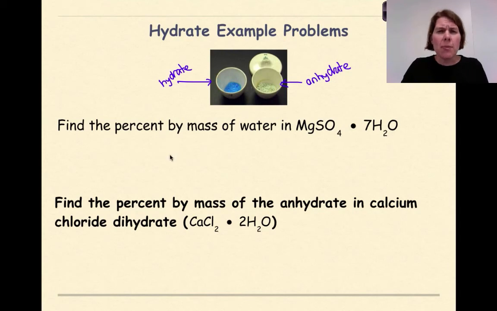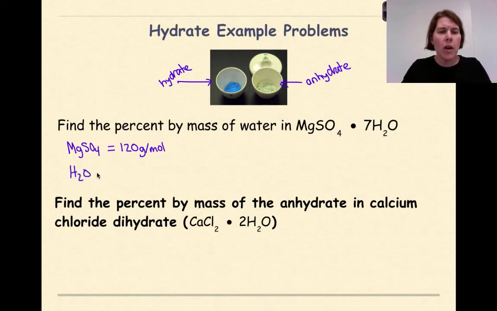Let's look at our first example here. Find the percent by mass of water in magnesium sulfate heptahydrate. So the first thing that I'm going to do is find the gram formula mass of MgSO4, which I did earlier in the video. And if I look up the gram formula mass of MgSO4, it is 120 grams per mole. Then the other thing that I need to do is find the total mass of the 7 water molecules here.